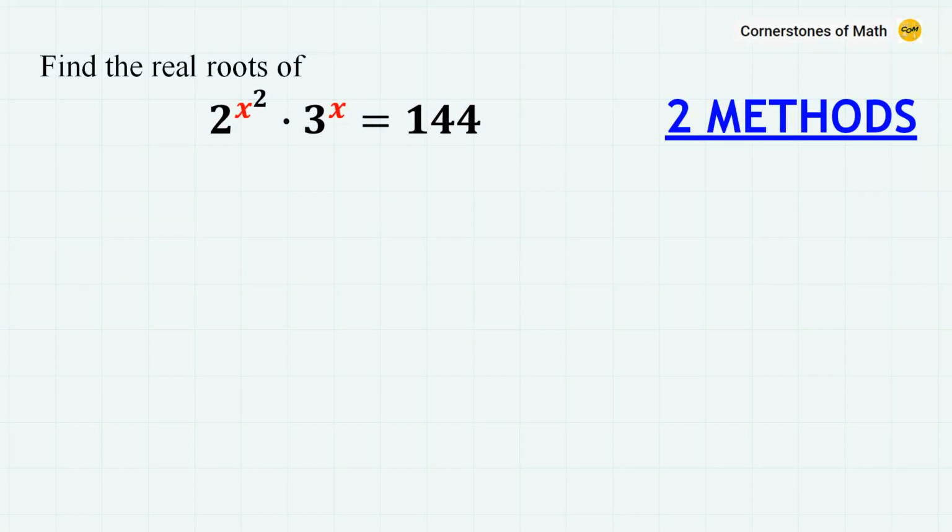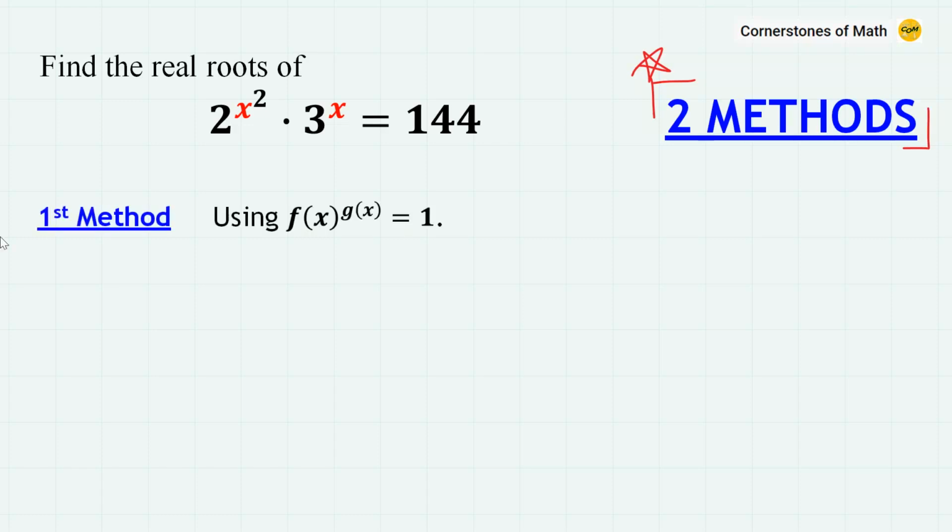As for today's problem, the problem itself is pretty simple. We have to solve the equation 2 to the power of x squared times 3 to the power of x equals 144. And I will present you two methods. These two methods are actually quite powerful and thereby widely used when solving various types of exponential equations. So let's get right on to them.